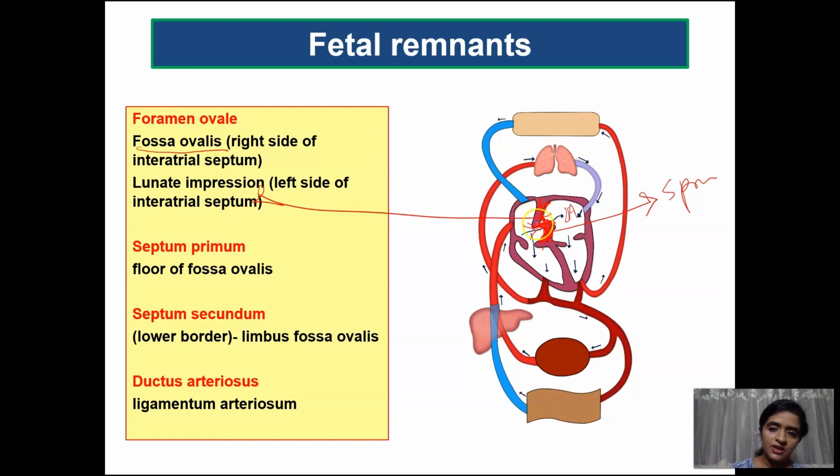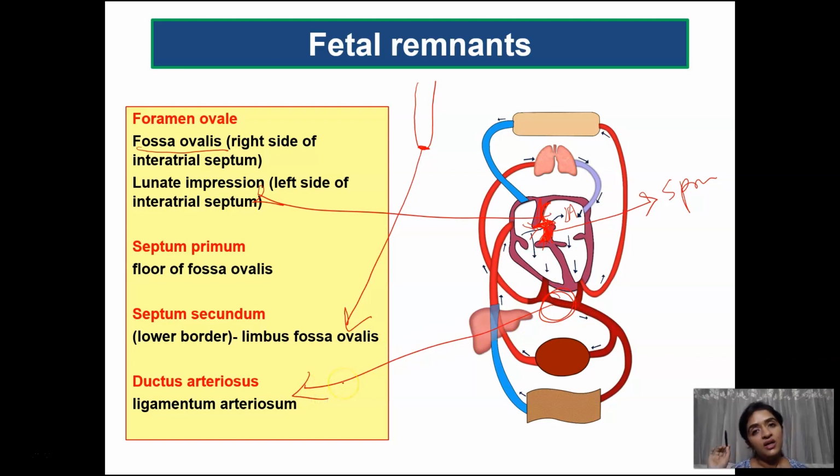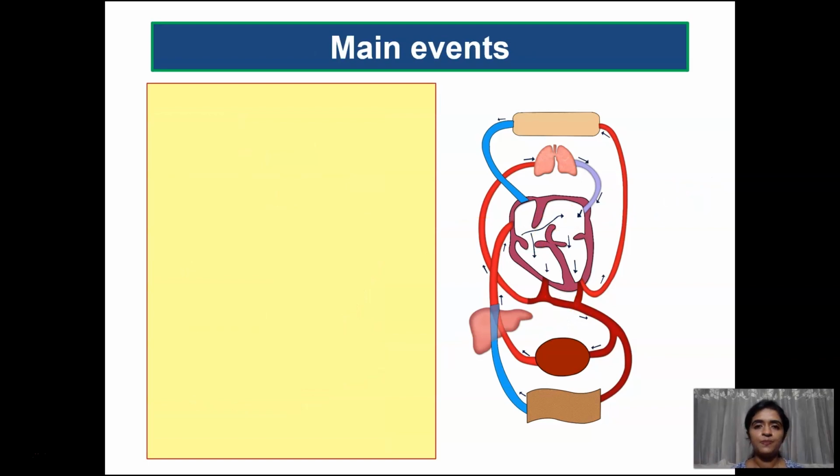What about the septum secundum? The septum secundum comes from above. The lower border of the septum secundum forms the limbus fossa ovalis. What about the ductus arteriosus? This is seen again as a ligamentous remnant known as the ligamentum arteriosum.